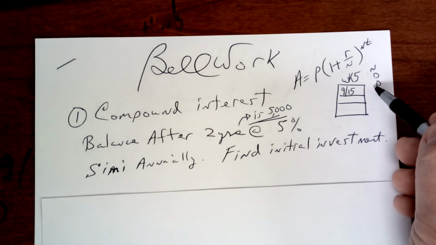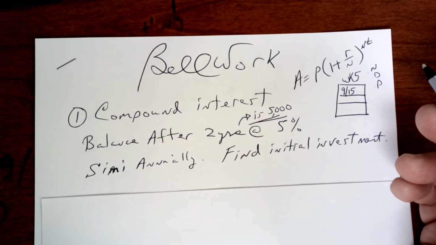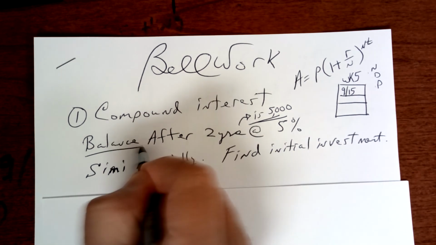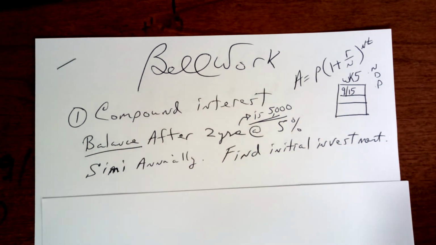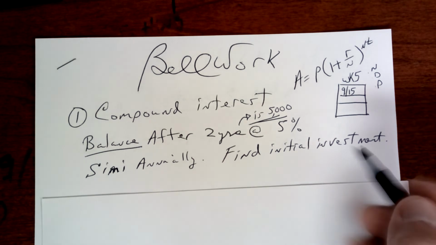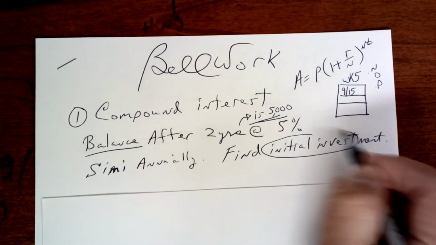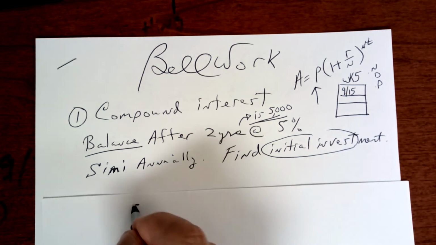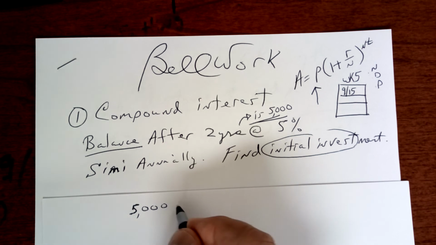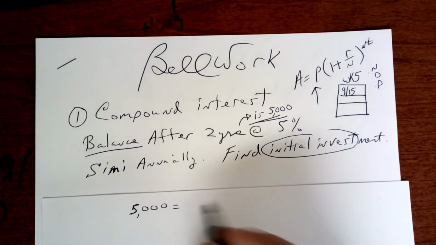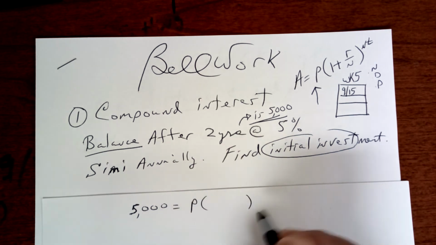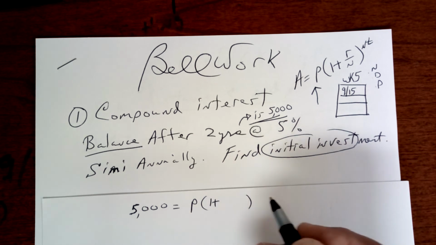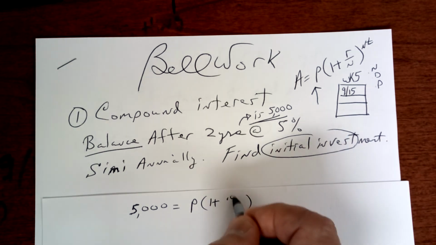And you have $5,000 was the balance after 2 years semi-annually. Let's take a look. Find the initial investment. So you're looking for P. So you're going to put 5,000, which is how much you made, equals your principal, which we don't know. We're looking for that. Plus the rate, 1 plus 0.05.